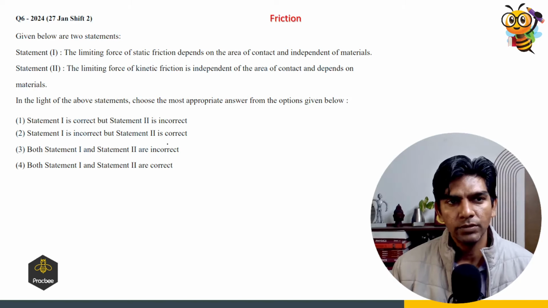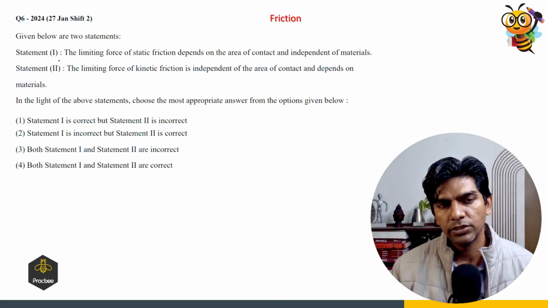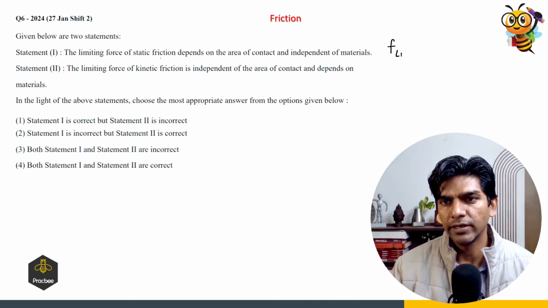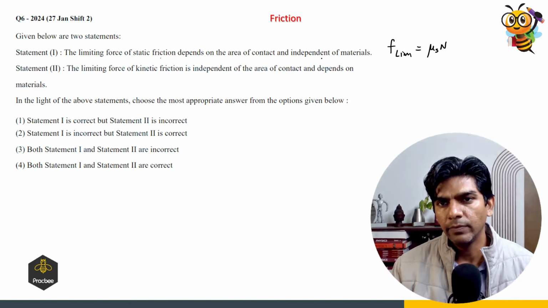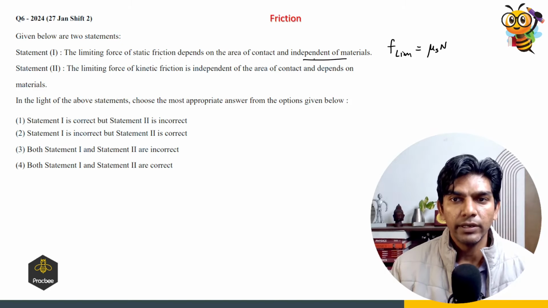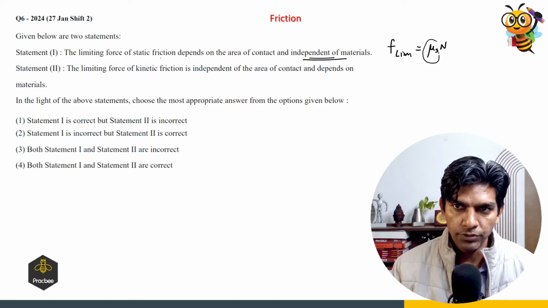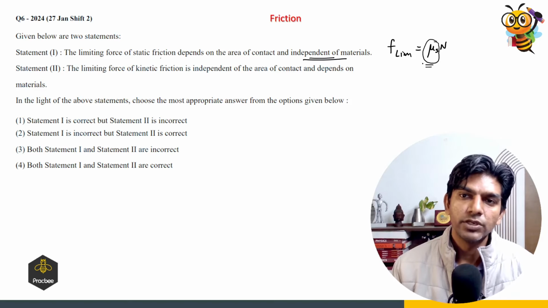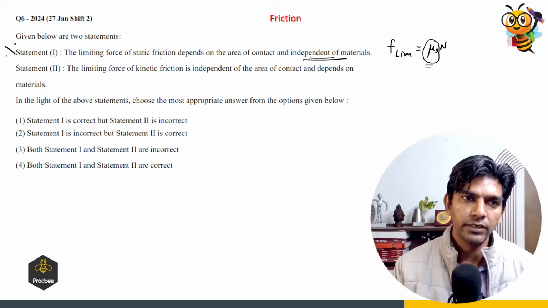Now let us see this question. Given below are two statements. Statement 1: the limiting force of static friction. We know it is mu s times the normal reaction. It depends on the area of contact and is independent of the material. So it depends upon the material also, because this mu, the coefficient of static friction, also depends upon the two surfaces which are in contact. So statement 1 is incorrect.